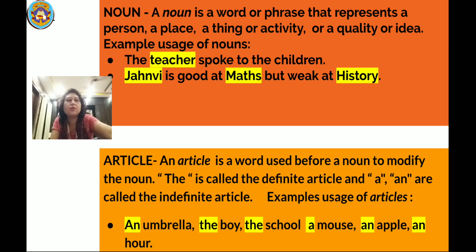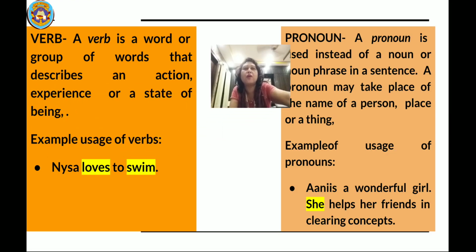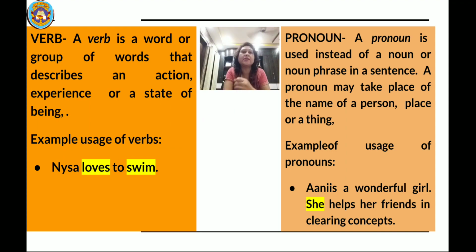Alright. So the third part of speech is what? Verb. Now a verb is what? A word, or you can say a group of words, that describes an action, an experience or a state of being. Now see the example, Naisa loves to swim. So the words loves and swim are called what? Verb. Okay.